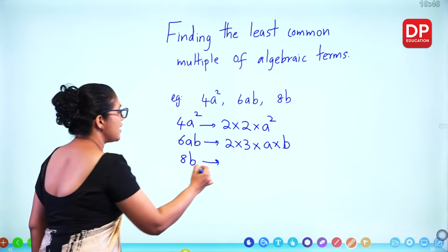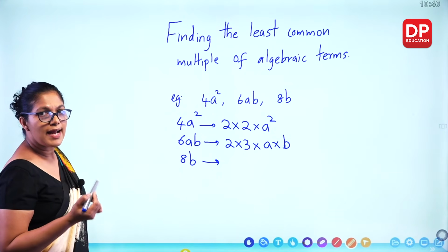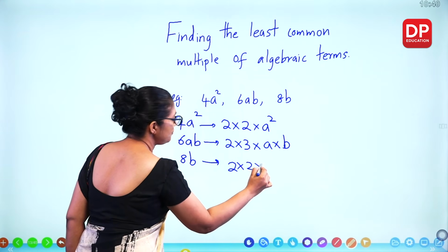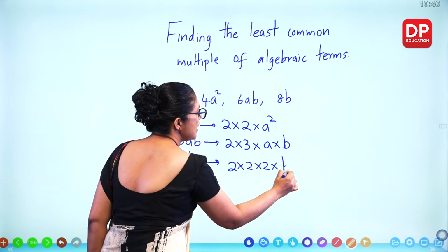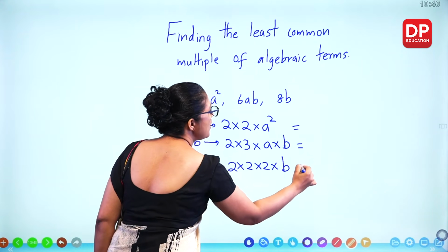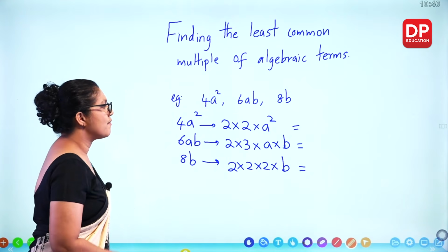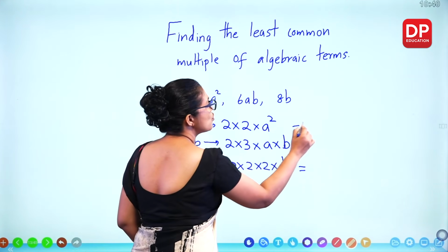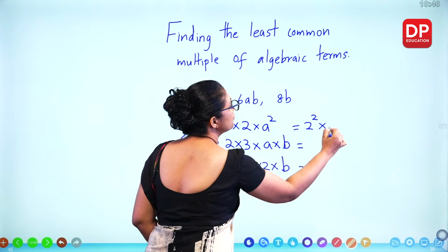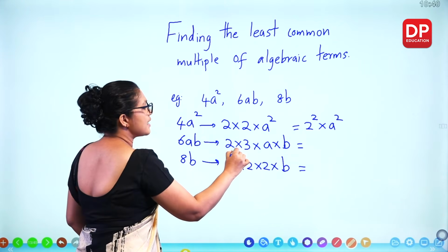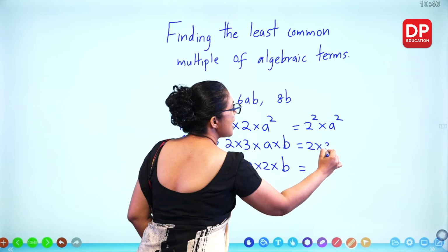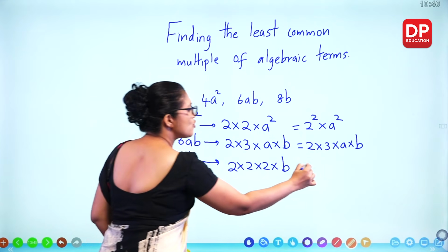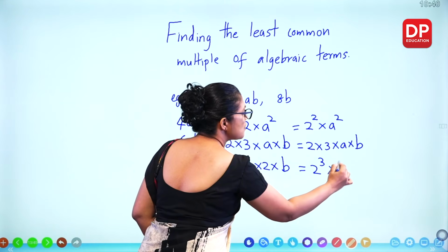What about the other one? 8b. How can I write 8? 2 times 2 times 2 times b. Now again, like before, we take the highest power. So here I'll write as power form. 2 into 2 becomes 2 to the power 2. And you take this one, 2 times 3 times a times b. What about this one? I can write 2 to the power 3 times b.